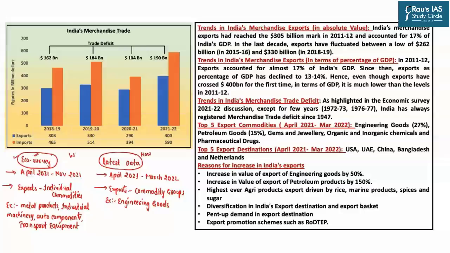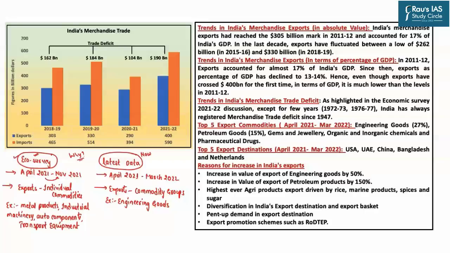Now the question is why? This is because the economic survey presents us data only for a part of the financial year. That is, to be more specific, the economic survey presents us with the data only for the April 2021 to November 2021 period. It does not provide us with the data for the entire financial year.